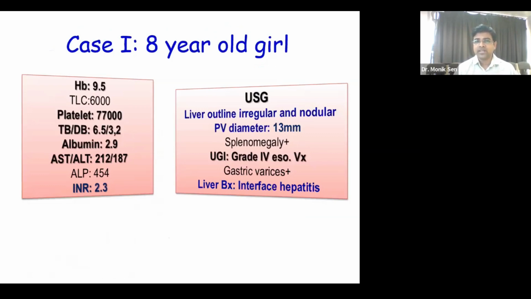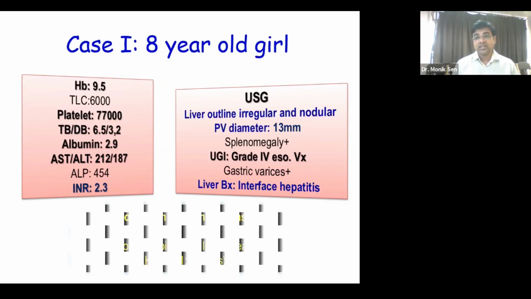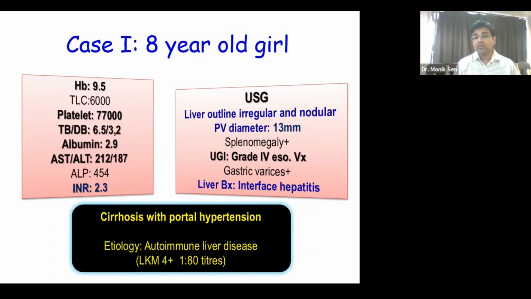Investigations show hypersplenism, that is hemoglobin 9.5, platelet count 77,000. But since she has had a recent history of a GI bleed, we may not really conclude hypersplenism. We need to say hypersplenism only 3 months after the last bleed. Albumin is low, 2.9, AST/ALT is high, coagulopathy is there, INR is 2.3. The liver outline is irregular, nodular, portal vein is dilated, upper GI is showing large varices, and biopsy is showing interface hepatitis. This was a case of autoimmune liver disease, and in this patient, the LKM was raised, positive at a titer of 1 in 80.